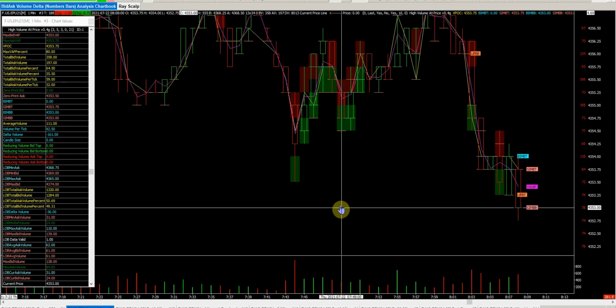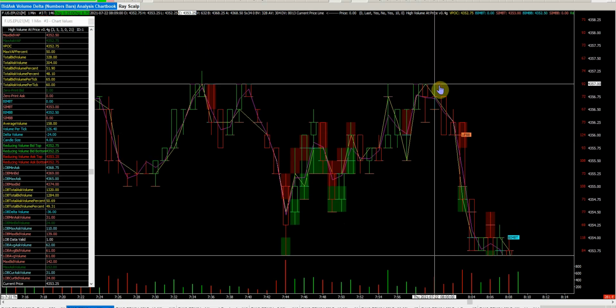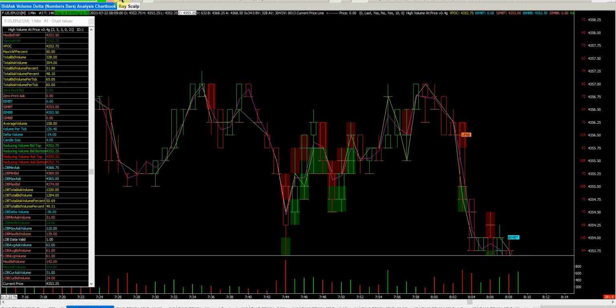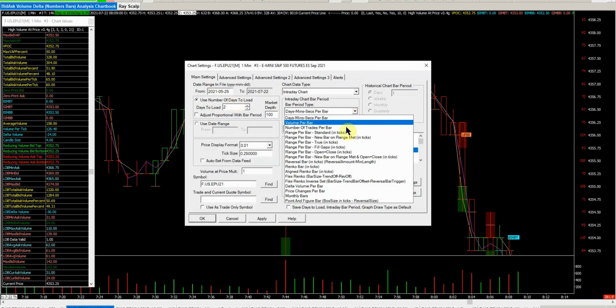I like to use the 250 volume chart, to tell you the truth. You can see signals all over this chart. I like to use the 250 delta volume chart. It sometimes shows things a little bit better. And I'll show you that one. Where's my delta volume?